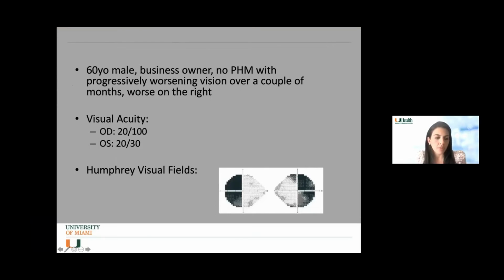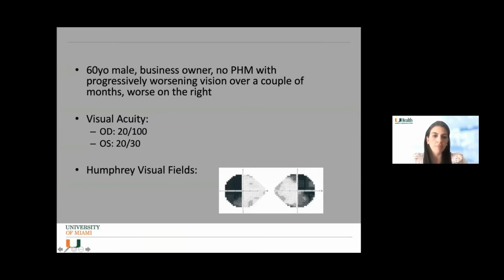So about almost 2 years ago now, when I joined, I got a case. This is one of the cases I got on call. 6-year-old male, business owner, no past medical history with progressively worsening vision over a couple of months, but over the last few weeks gotten worse, especially on the right. No longer really able to do his job quite as well, and he got the glasses fixed.